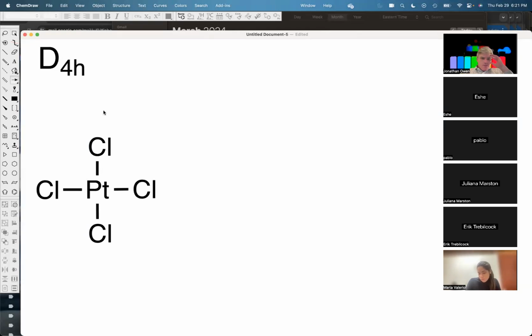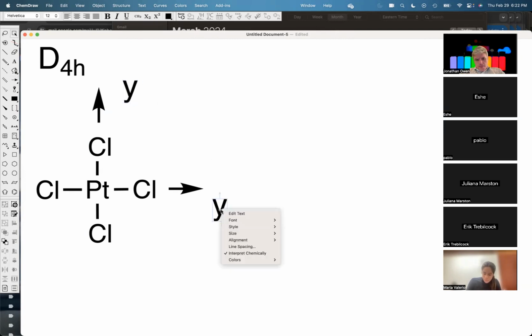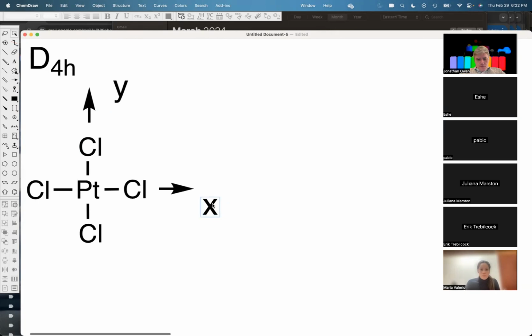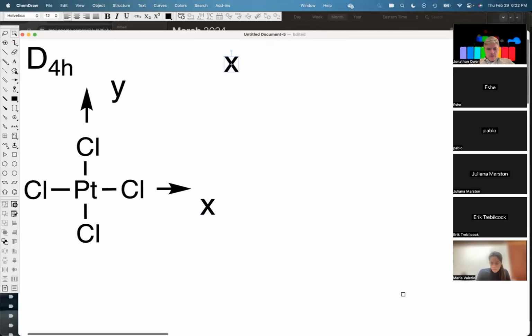All right. So we're going to call that the y-axis, and we're going to call that the x-axis. And z is coming out of the paper, right? And that's the principal axis in the molecule. So now, to solve this MO diagram problem, what we need to do is determine which orbitals on the metal and on the ligand combine with each other, right? That's the challenge.